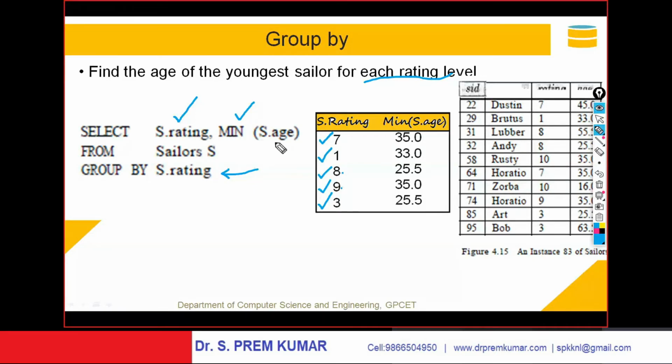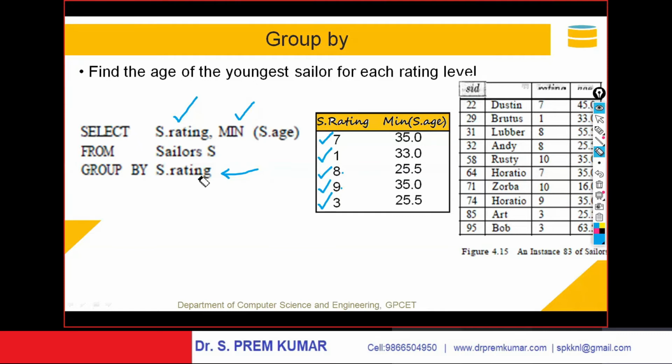Once again, I explain, please listen. Find the age of the youngest sailors. From each rating level, I want the youngest sailor. Select rating, minimum of age from sailors, group by rating.